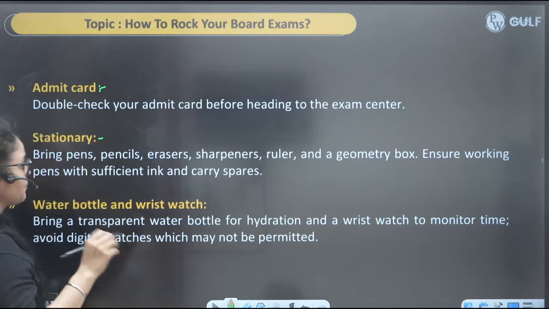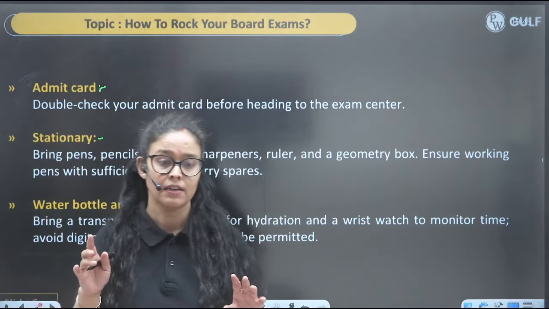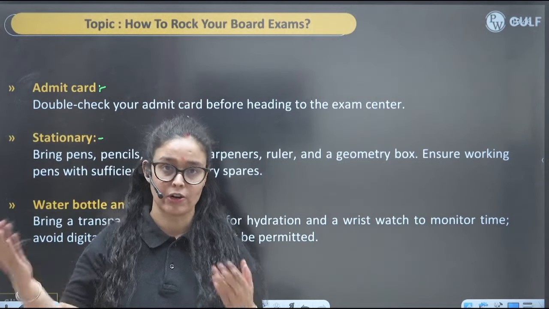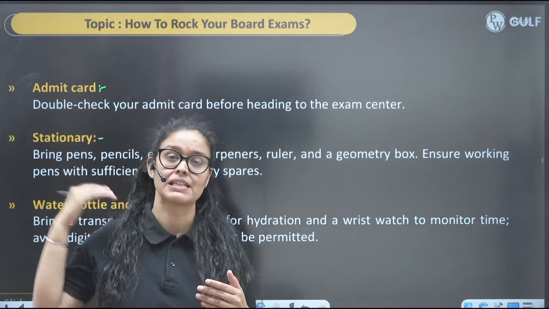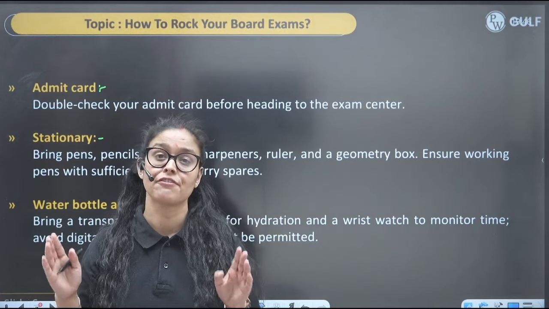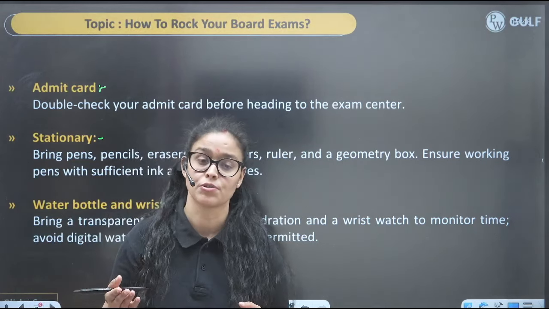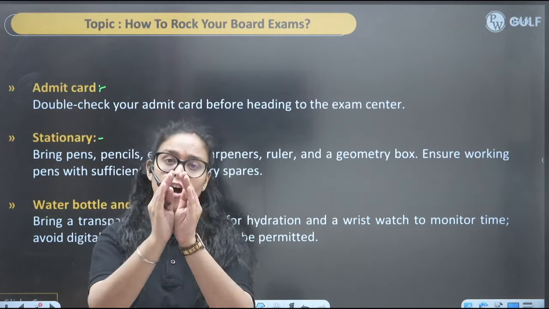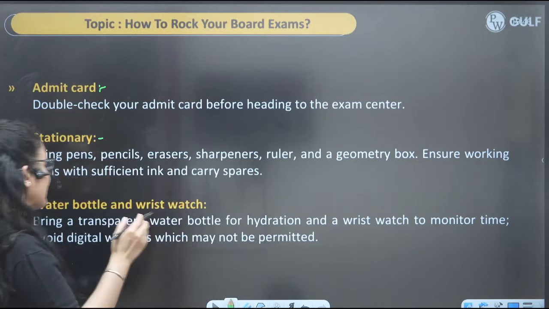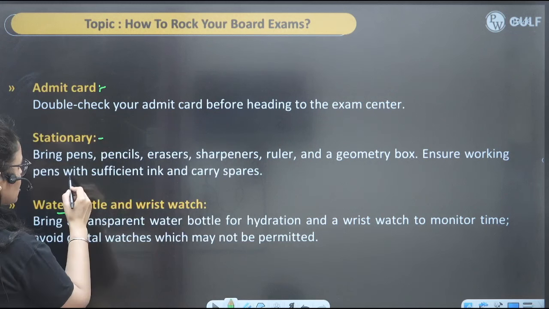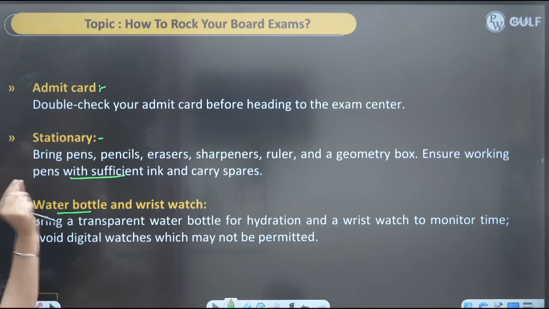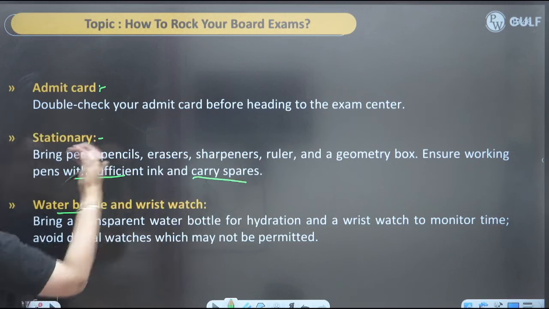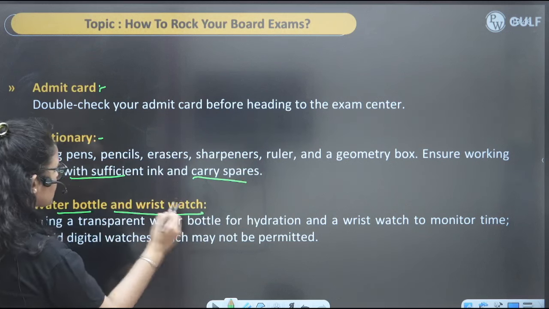Second, you have to keep your stationery. You don't have to visit your examination center and ask a friend for it. No, don't rely on any friends for the stationery. So just take your own stationery with you, in a transparent bag, or transparent small pouches. Next is a water bottle, and just make sure that you will be carrying sufficient pens that are required, and spare pens, right? Next, water bottle and the wristwatch.